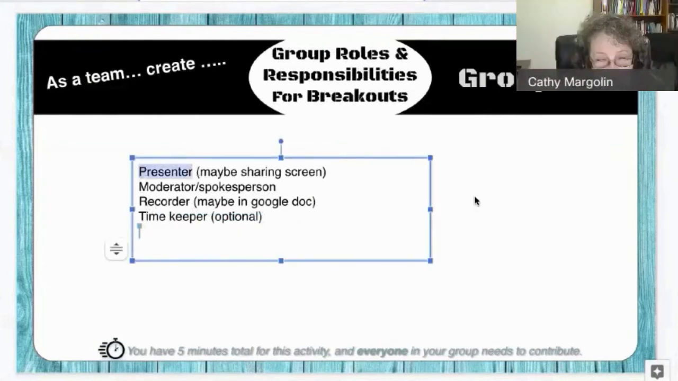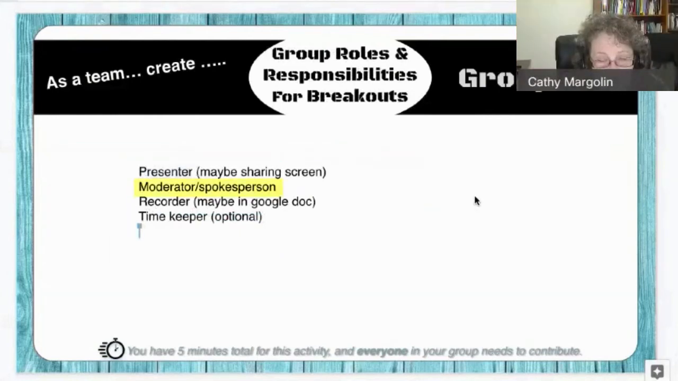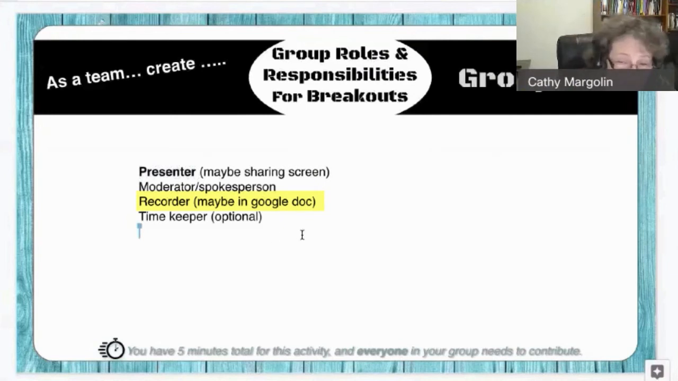I can do it. We figured we have a moderator, somebody who would keep the discussion going, and maybe that could be the spokesperson who would bring the information back to the entire class. A presenter would be each person who would share their screen because they're working on different things. And the recorder might be somebody typing the information into maybe a Google Doc, and you might need a timekeeper, but it just kind of depends.